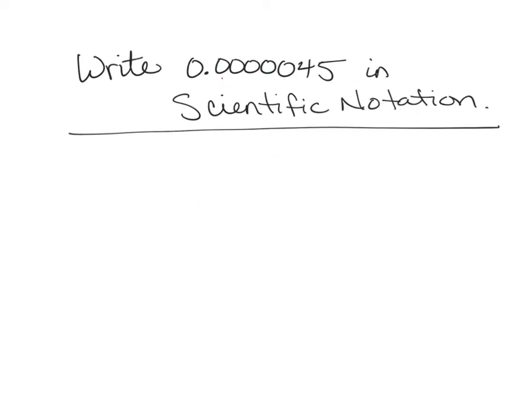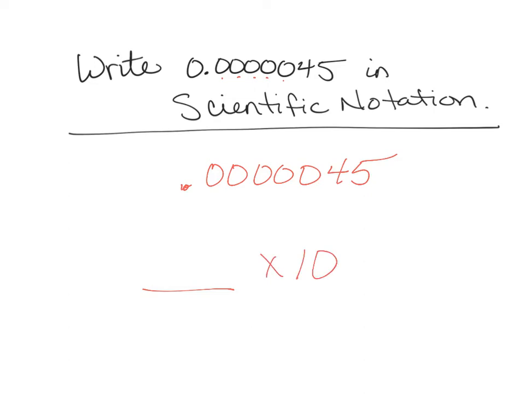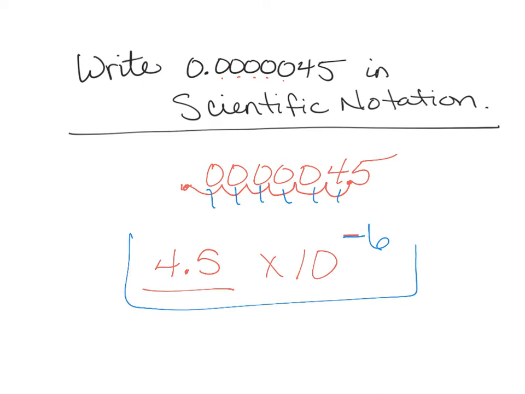Let's try it again. I got 1, 2, 3, 4, 5 zeros, then 4 and 5. Something times 10 to the power of, and now again, I know it's going to be a negative exponent because it's a really small number. So I'm going to start moving, still not, this is 45 hundredths. Now we're at 4 and 5 tenths. That's a number that's between 1 and 10. And I moved it 1, 2, 3, 4, 5, 6. So my exponent is negative 6. 4 and 5 tenths times 10 to the power of negative 6.